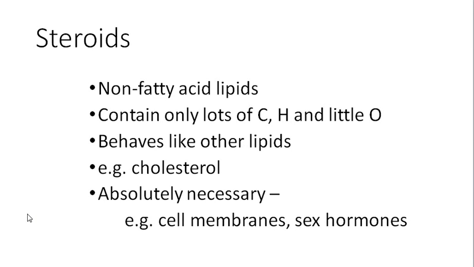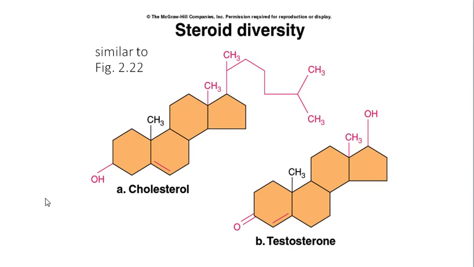The last type of lipid we'll discuss are steroids. They're sometimes referred to as non-fatty acid lipids because they're not made by simply attaching fatty acids to something. Like other lipids, they contain lots of carbon and hydrogen and very little oxygen. They're hydrophobic, like other lipids. Cholesterol is a steroid which you've probably heard the most about. While too much can cause health problems, cholesterol is absolutely necessary as a component of animal cell membranes and also as a precursor to the sex hormones estrogen and testosterone. In this diagram you can see the similarity between cholesterol and testosterone.